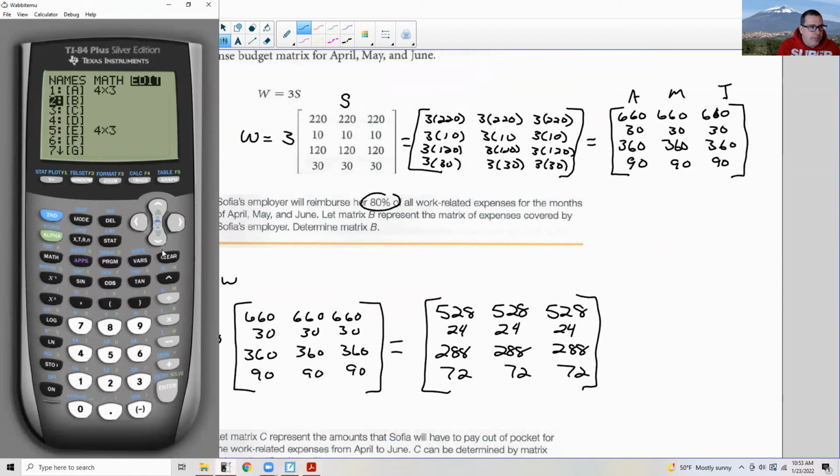Actually it's A, isn't it? So if I look at A, that's the 220, 220, 10, 10, 10, 120. So matrix S is already here, and I want to take 3 times S, which is our A. If I go back to my home screen and clear it, I'm going to do 3, hit second matrix A, hit enter. And just like that, we got 660, 660, 660, 30, 30, 30, 360, and 90 in the bottom row. So there's scalar multiplication in matrices in your calculator.